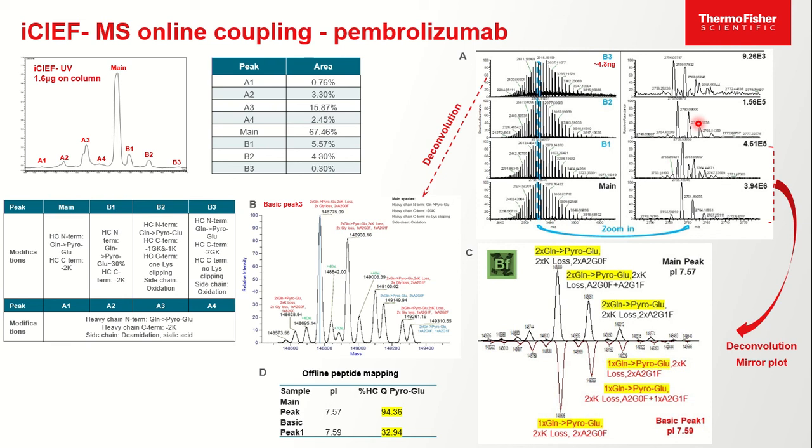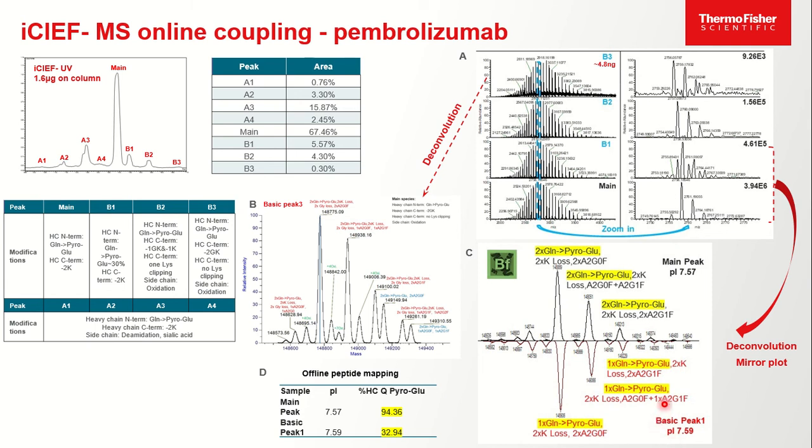Benefiting from the high sensitivity of Orbitrap mass spectrometry, trace variants like basic peak 3, which is only 4.8 nanogram on column, can be detected with good signal-to-noise ratio, leading to a confident deconvolution spectrum in Figure B. And Figure C is a mirror plot of the deconvolution results of the main peak, pI equals 7.57, and basic peak 1, pI equals 7.59.